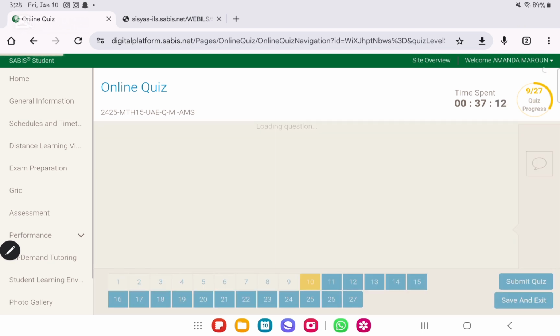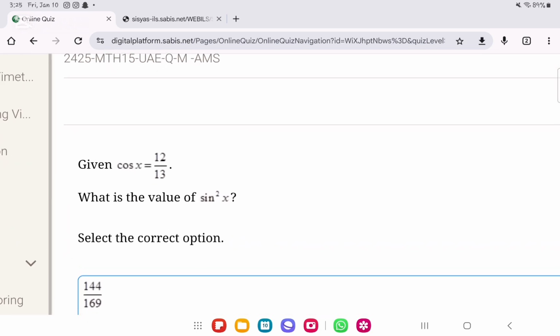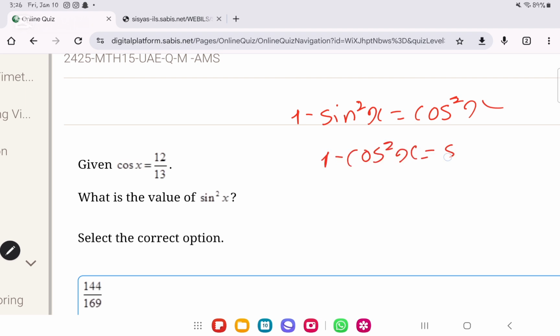Alright, so we move on to question number 11. Here they are asking us for the value of sine squared x. We know that 1 minus sine squared x is equal to cosine squared x, and 1 minus cosine squared x is equal to sine squared x. So we have cosine x, we just need to square it. Then we do 1 minus cosine squared x and we get sine squared x.